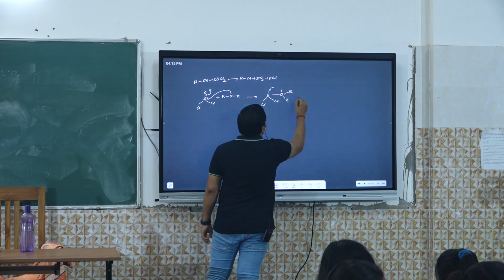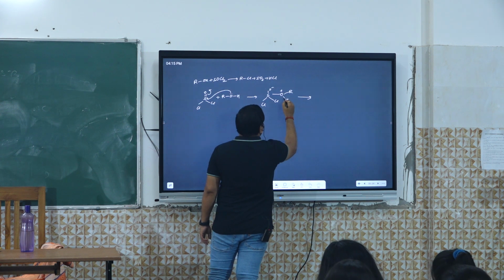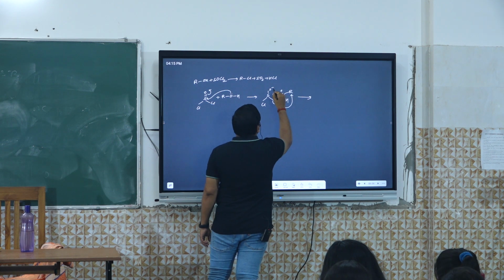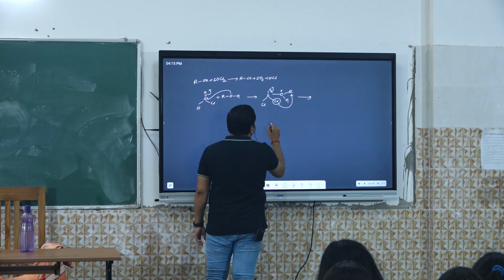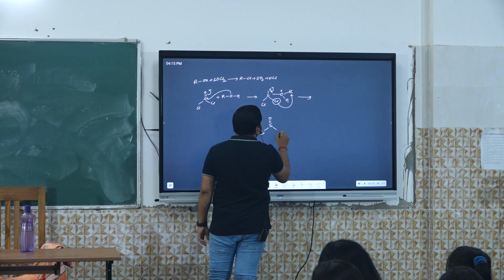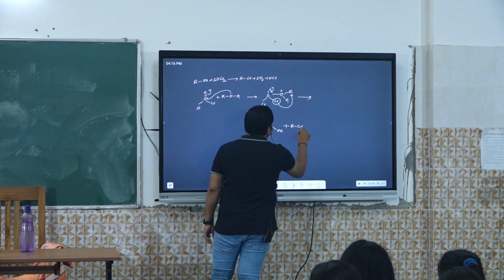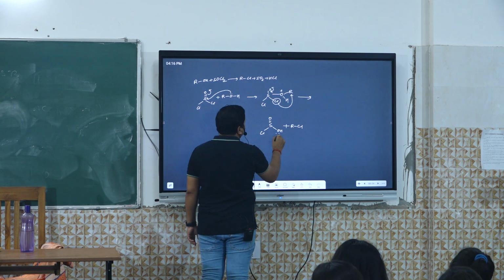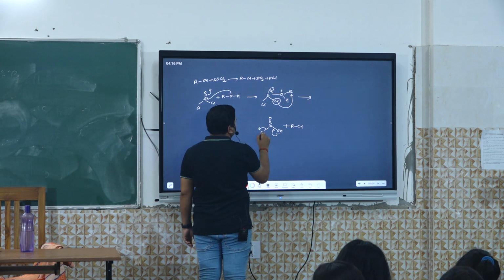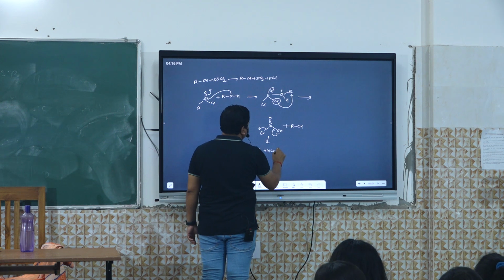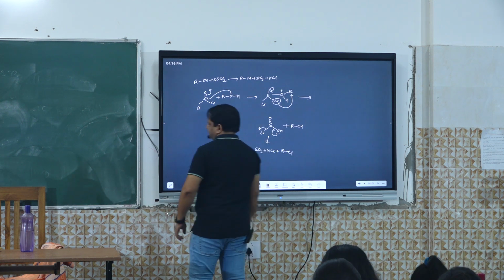Plus, so next step, it will be released out and this one is going to attack this. So this will be... okay. So again it is going to make the pi bond. So it will be SO2 plus HCl plus RCl.